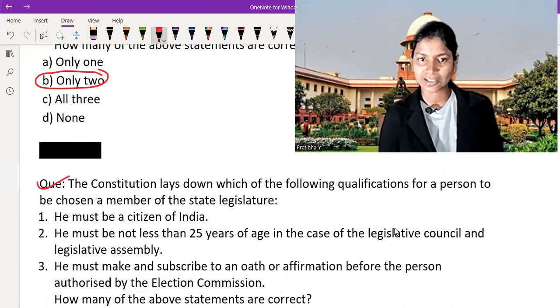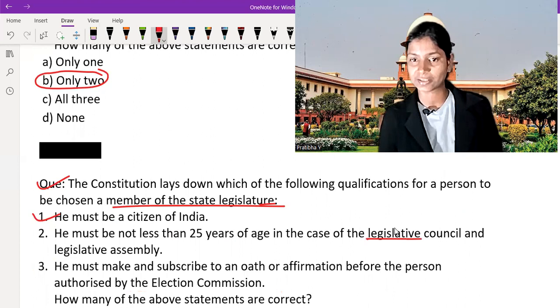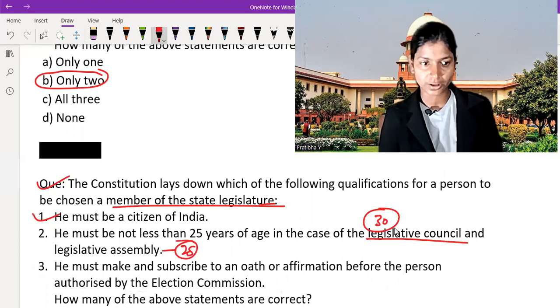Consider the constitution lays down which of the following qualifications for a person to be chosen as a member of the state legislature. First one is he must be a citizen of India. Yes. He must not be less than 25 years of age in the case of legislative council. No. In case of legislative council, 30 years, and in case of legislative assembly, 25 years. So this one is wrong.